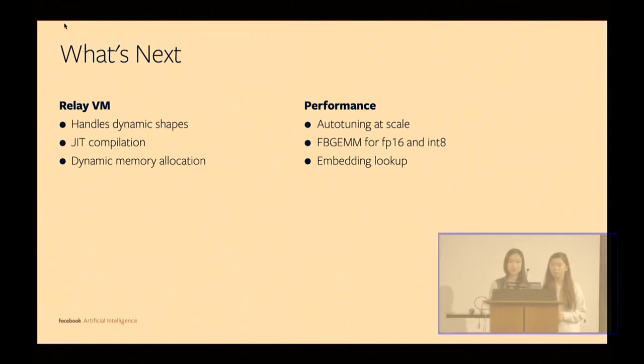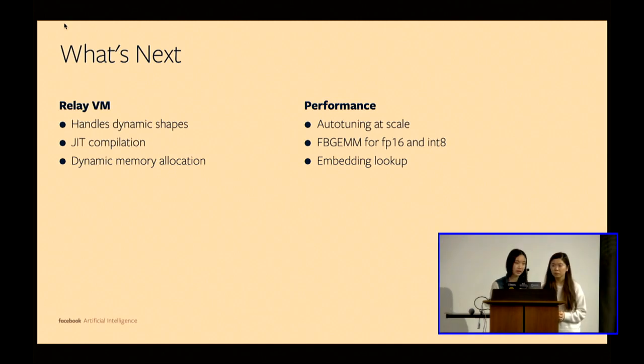As some of you have mentioned earlier today, we can use Relay VM, which allows us to get dynamic shape support out of the box. For performance, we can leverage our large data to do auto-tuning at scale, and we can implement some high-performance, low-precision operators that will help us with low batch size FCs. And if we integrate embedding lookups as well, we're able to potentially lower the entire net, which will also help us.